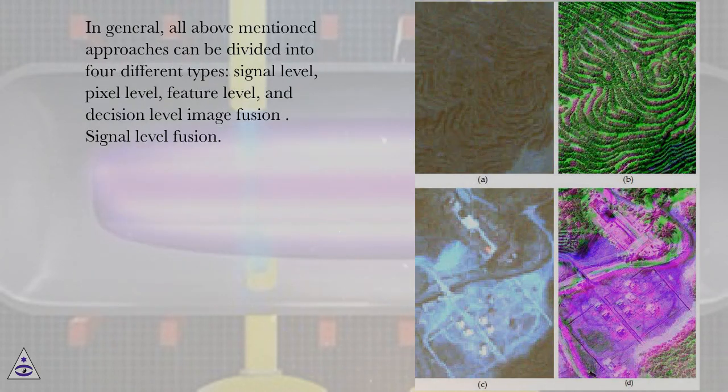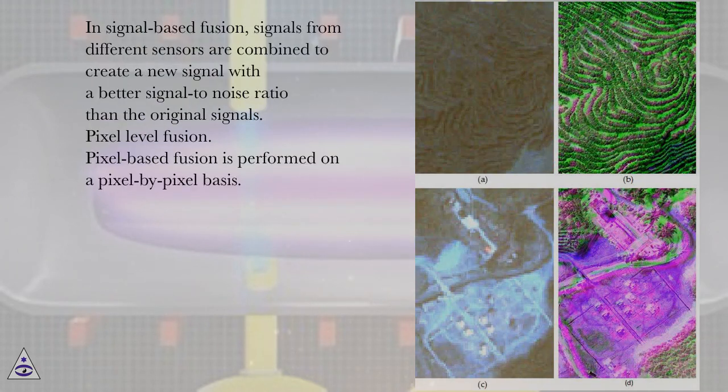field. In general, all above-mentioned approaches can be divided into 4 different types: signal level, pixel level, feature level, and decision level image fusion. Signal level fusion. In signal-based fusion, signals from different sensors are combined to create a new signal with a better signal-to-noise ratio than the original signals.